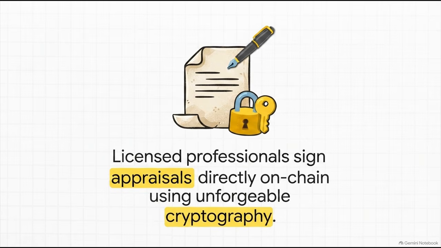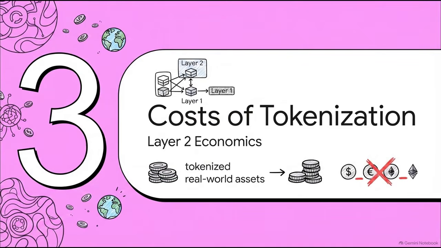A state-licensed appraiser physically inspects a property, signs their appraisal with a cryptographic private key, and submits it directly to the smart contract. That signature is unforgeable, meaning the entire chain of custody becomes perfectly transparent. Which brings us to Section 3, the true costs of tokenization and Layer 2 economics.